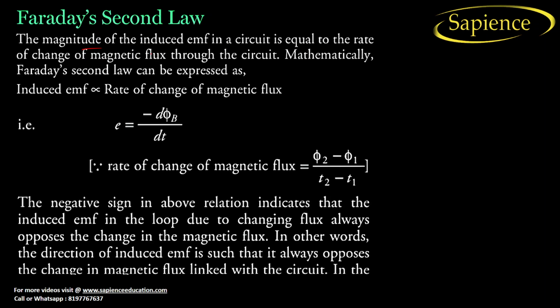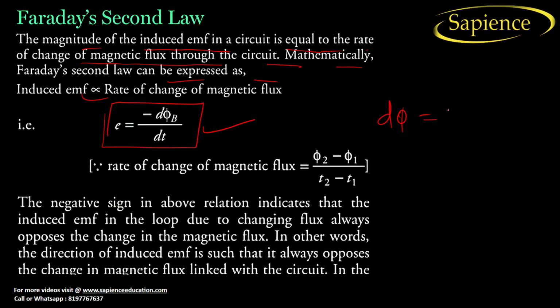So Faraday's second law: the magnitude of the induced EMF in the circuit is equal to the rate of change of magnetic flux through the circuit. Mathematically, Faraday's second law can be expressed as EMF is equal to minus d phi by dt, where d phi is the change in flux, that is phi 2 minus phi 1, and time dt is written as t2 minus t1.